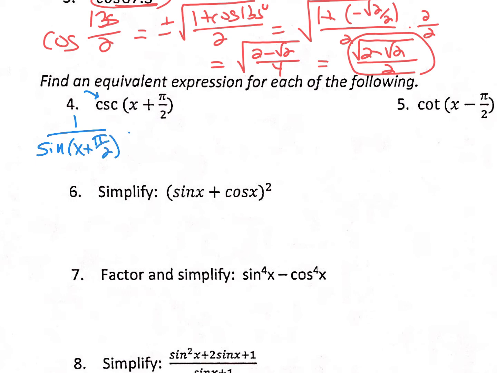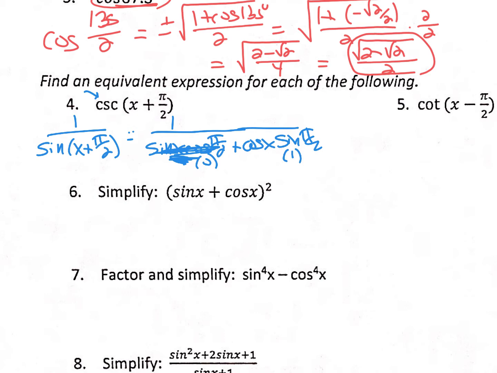So what I'm going to do now is look at my identity page for the sine of x plus y. I'm going to say sine of x plus y is sine x cosine y, which is pi over 2, plus cosine x sine pi over 2. Now here's what you do have to know. Cosine of pi over 2 is 0, which makes this whole term a 0. That's gone. Sine pi over 2 is 1.